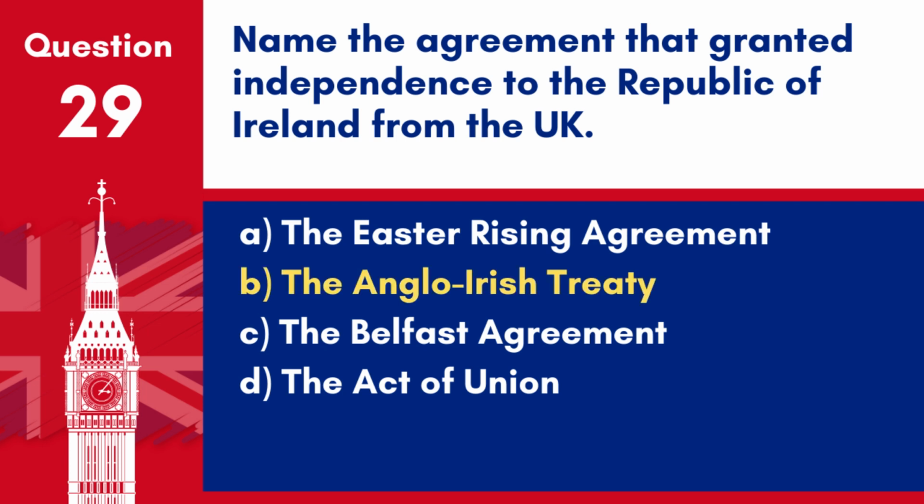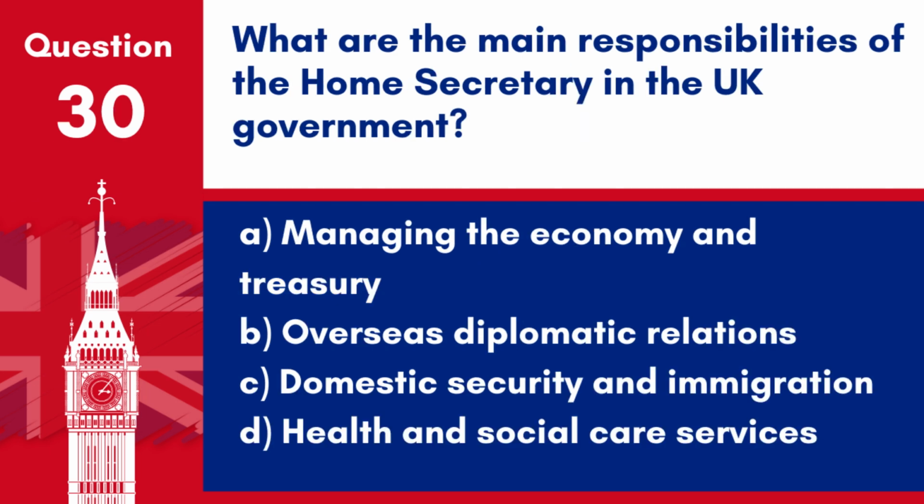Answer B. The Anglo-Irish Treaty. The Anglo-Irish Treaty of 1921 led to the establishment of the Irish Free State, which eventually became the Republic of Ireland. Question 30. What are the main responsibilities of the Home Secretary in the UK government?